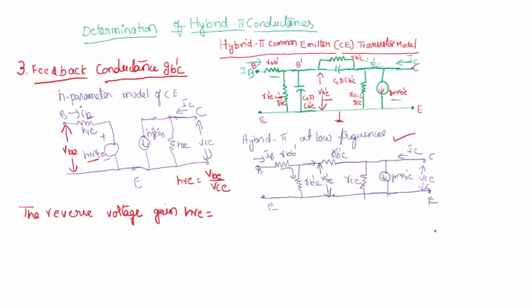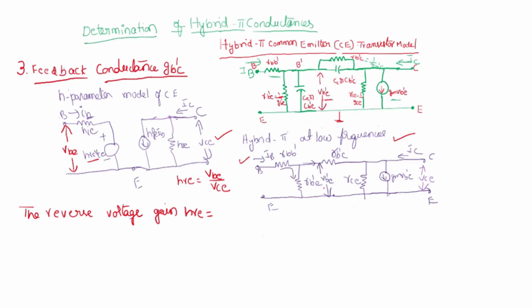Okay, so here if you take this hybrid pi at low frequencies, see what is the reverse voltage gain hre, as this circuit and this circuit. This circuit and this circuit both are at low frequencies of CE, but the models are different, that's all. Though the models are different, the reverse voltage gains are the same for the H parameter model and its hybrid pi model. Why? Because the two are at low frequencies. So now, what is the reverse voltage gain hre for this hybrid pi at low frequencies?